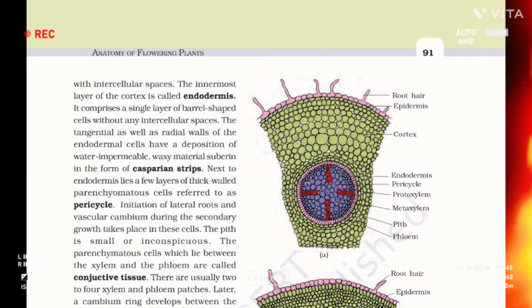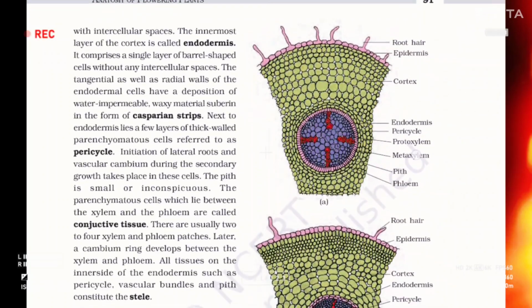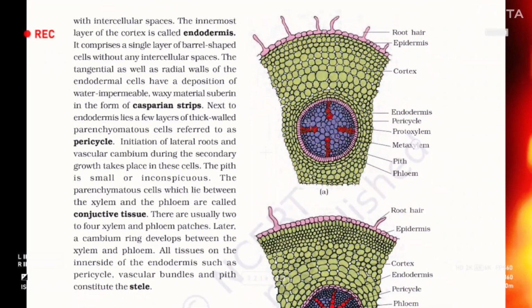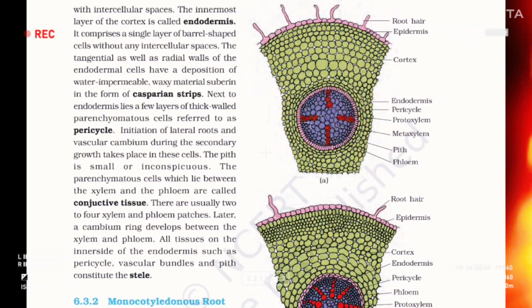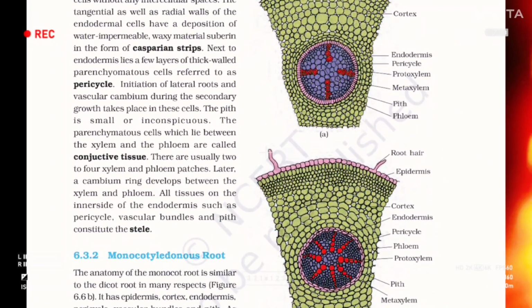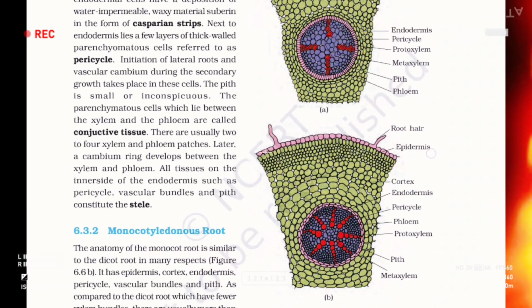Next to endodermis lie a few layers of thick-walled parenchymatous cells referred to as pericycle. Initiation of lateral roots and vascular cambium during the secondary growth take place in these cells. The pith is small or inconspicuous. The parenchymatous cells which lie between the xylem and the phloem are called conjunctive tissue. There are usually 2 to 4 xylem and phloem patches. Later, a cambium ring develops between the xylem and phloem. All tissues on the inner side of the endodermis, such as pericycle, vascular bundle, and pith, constitute the stele.